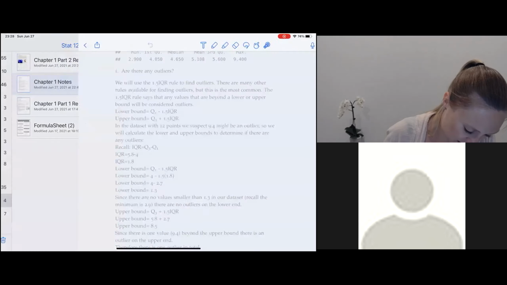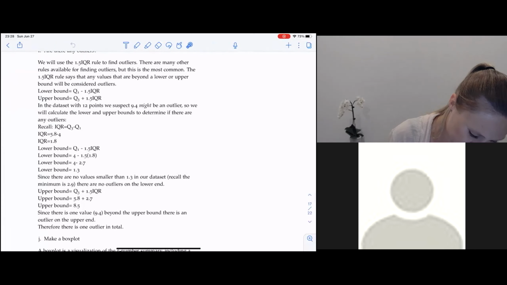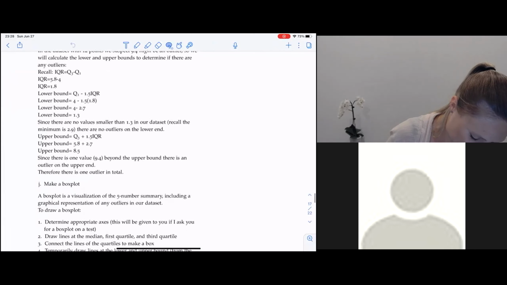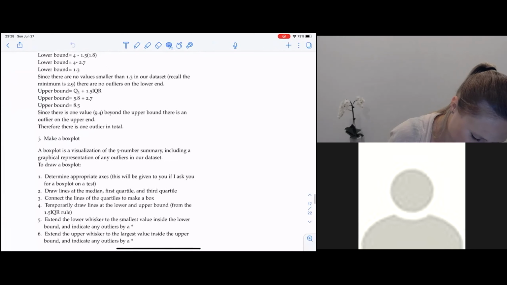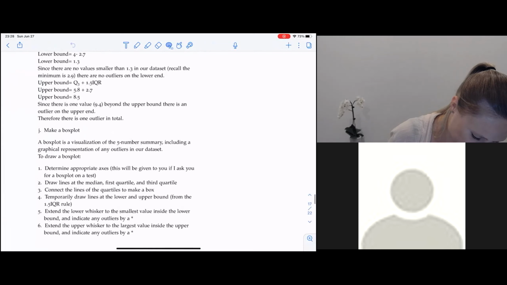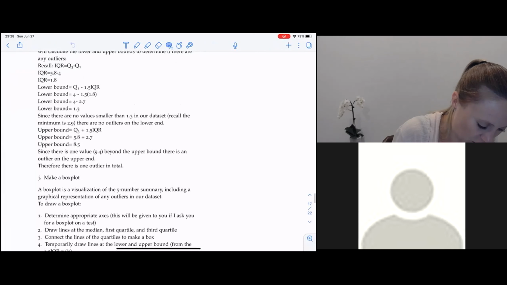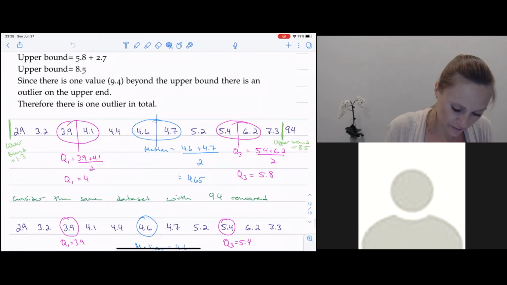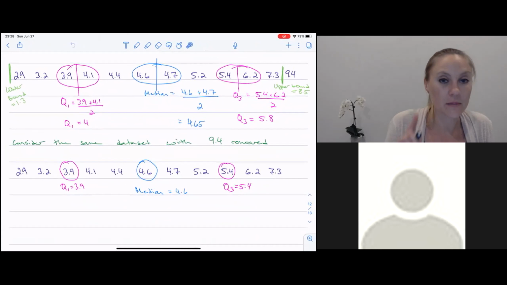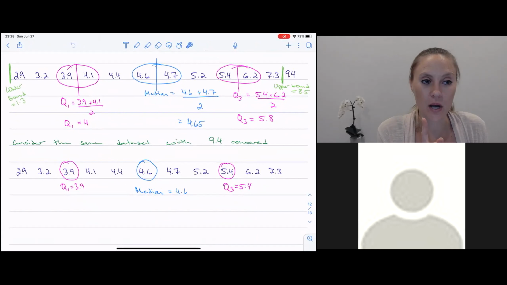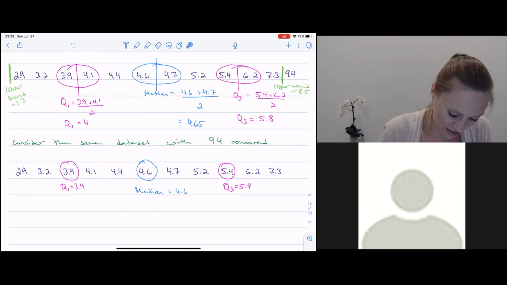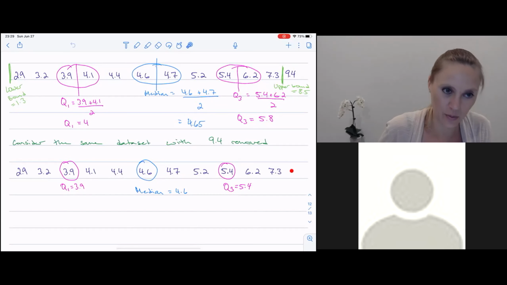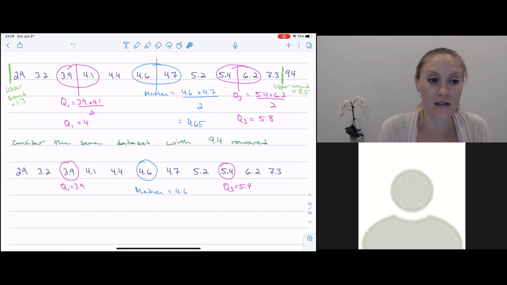Now let's have a look at, oh, I only did the one. Okay, let's do the other one. Maybe here, you take a moment and pause this and try to figure out what the upper and the lower bounds are for this altered data set without the 9.4, and then I'll meet you back here.